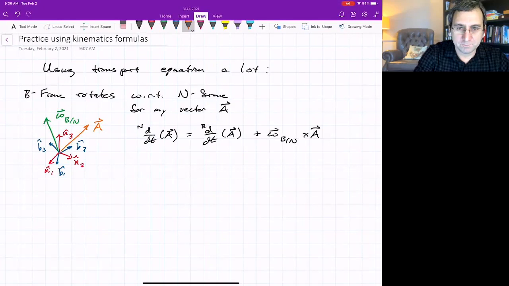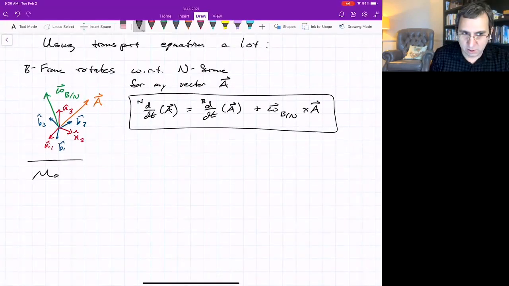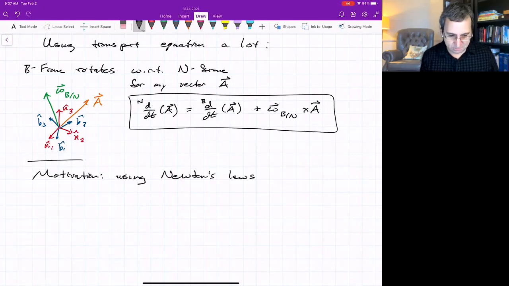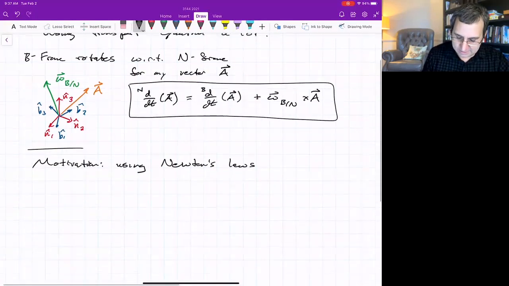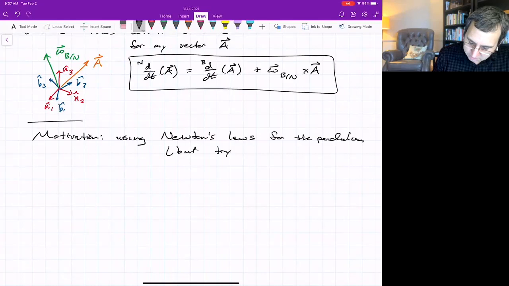We'll use the example of polar coordinates, but I want to give you a motivation, like, well, why do we want to do this? So eventually we'll get to Newton's laws. And sometimes it's easier to use Newton's laws with one frame or another, although all of the derivatives need to be expressed with respect to an inertial frame. So let's say using Newton's laws, and we'll say for the pendulum, but trying to keep it simple.